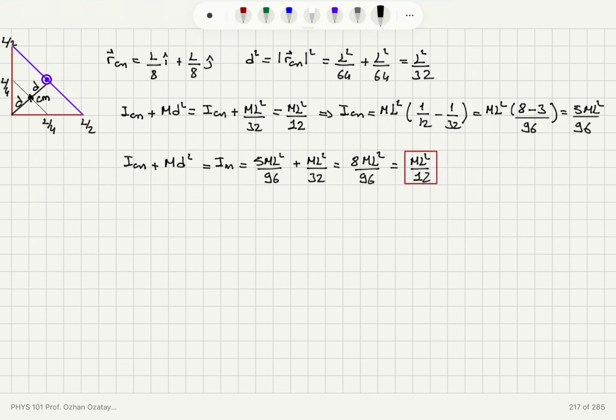So we notice that the moment of inertia with respect to the joint point of the two segments and the moment of inertia at the midpoint of the line connecting the two ends are both equal to I center of mass plus md square. The same answer is obtained. So this was our answer to part B.